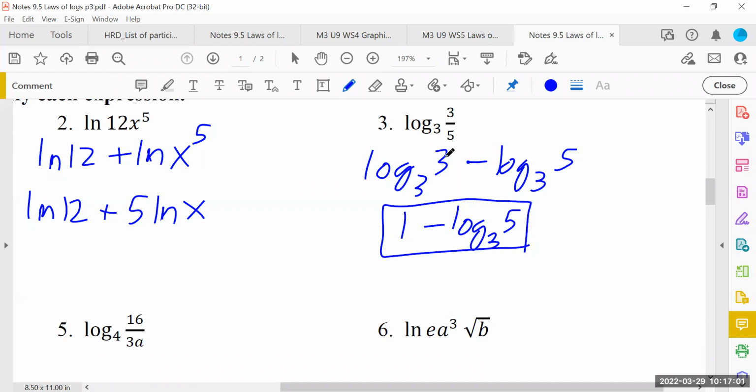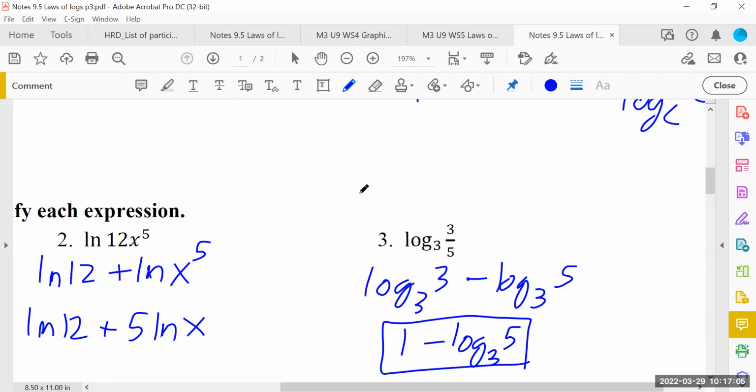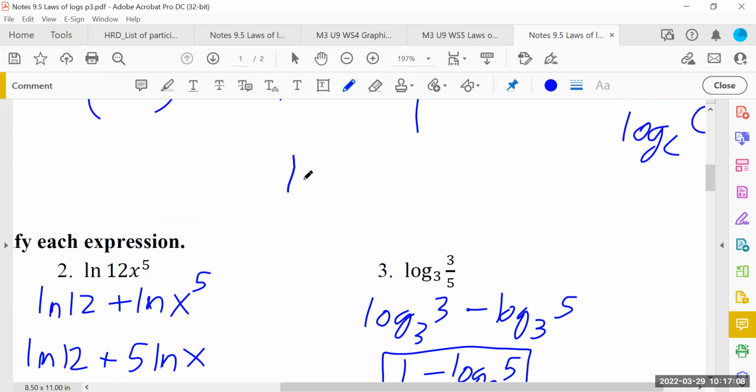In fact, you guys, this is going to happen so much while we're doing these that you might want to write this down as a rule as well. Somewhere here, log base a of a. If these match, the base of what's inside is the same, it's just 1.